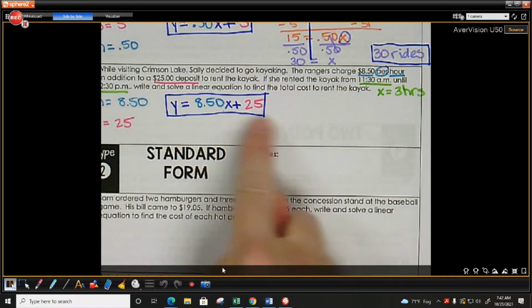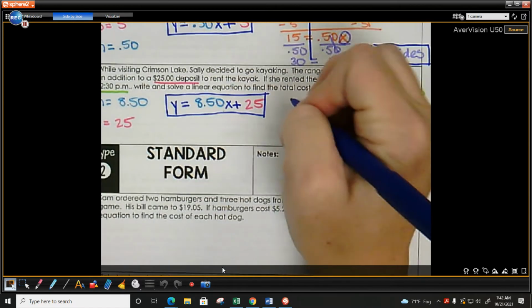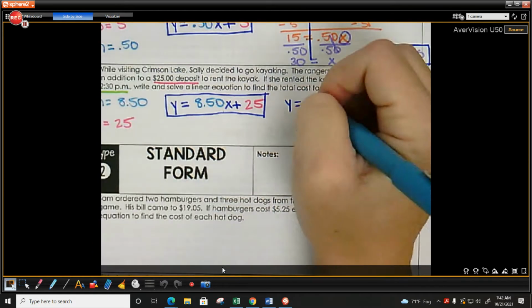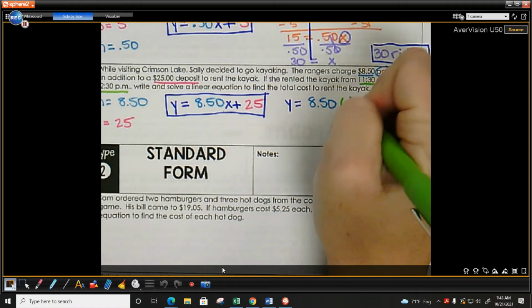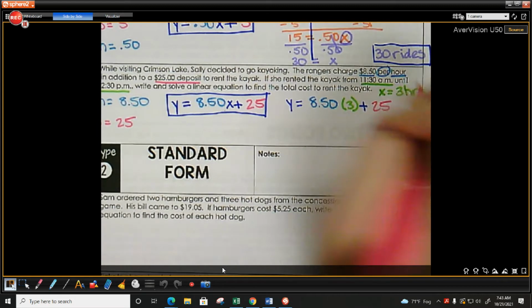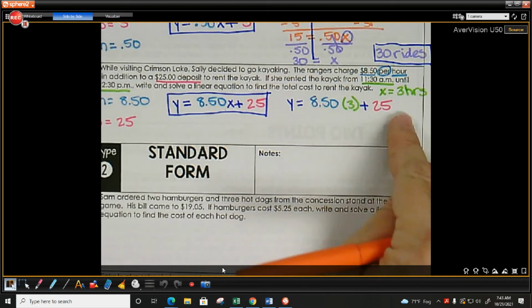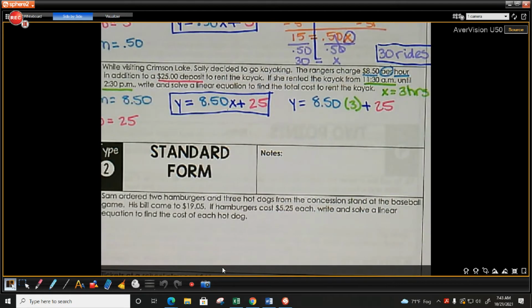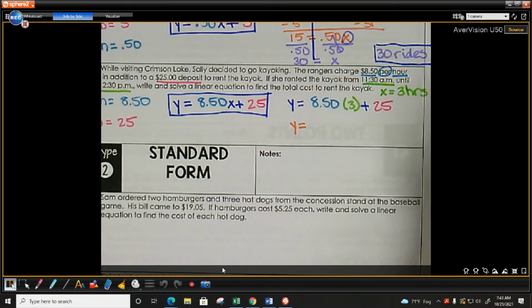Okay. So when I rewrite my equation, I'm going to replace X with 3. So Y equals $8.50 times X, which is 3, plus $25. Can we put this whole right side in the calculator? Yep. Do it. Tell me what we get. What's the cost?